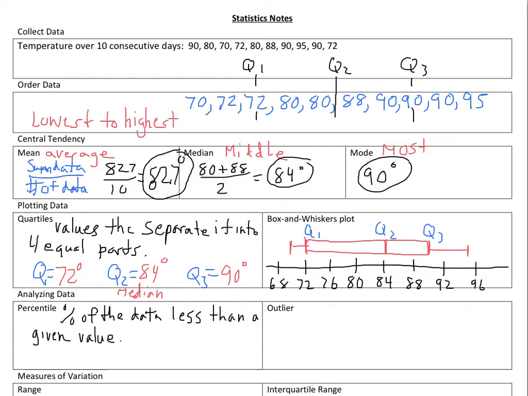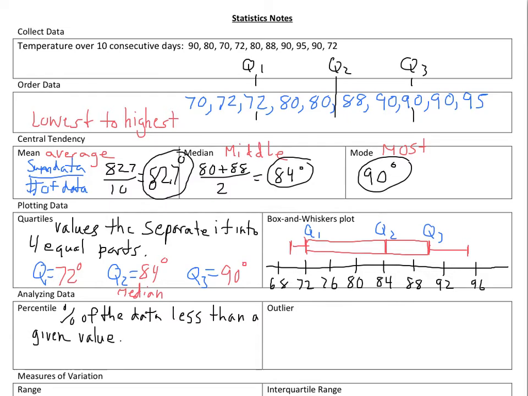So again, if I said what percent of the data is below 72, well, that's 1 out of 10, 10%. So it's kind of weird to get used to. Percentile is what percent is below.